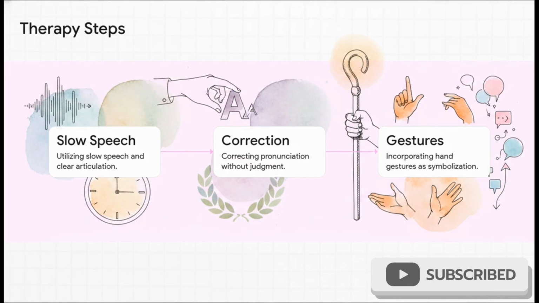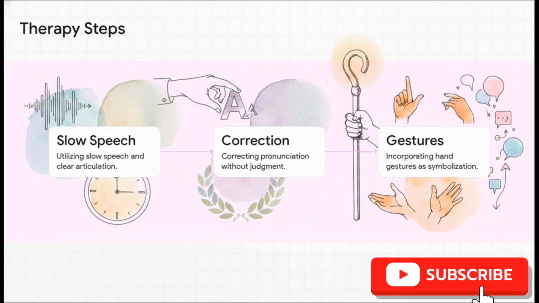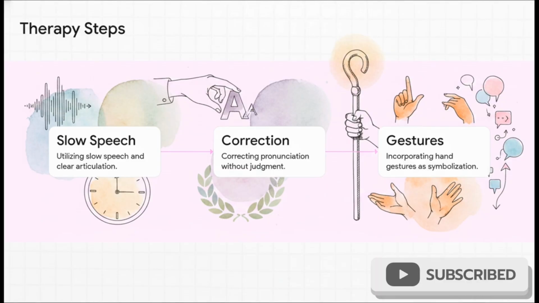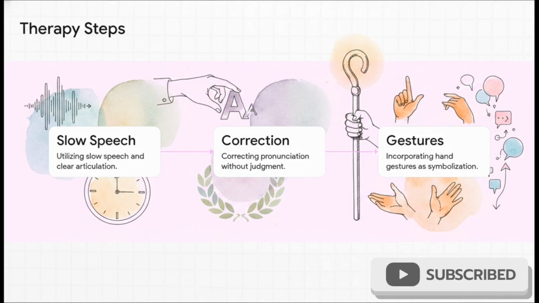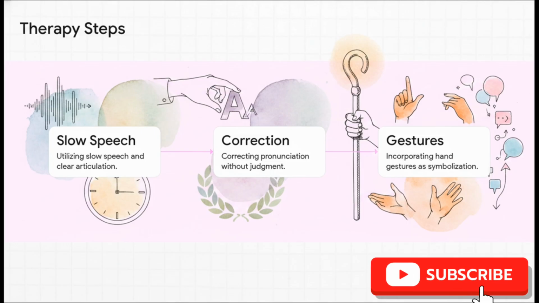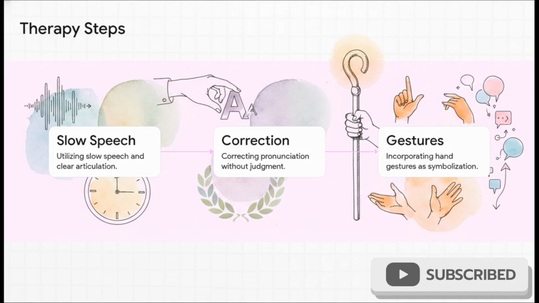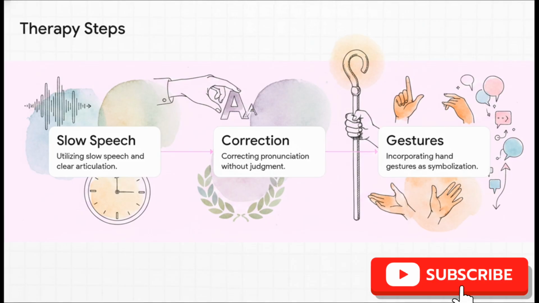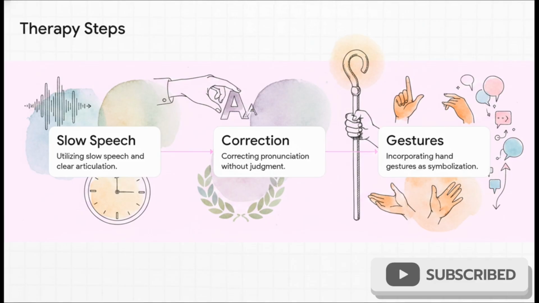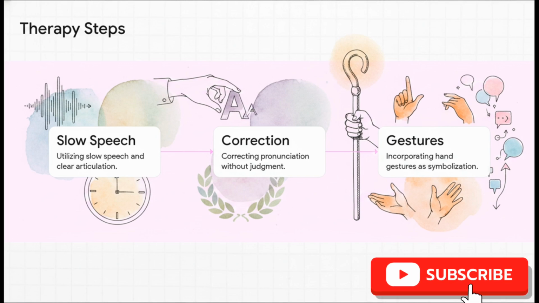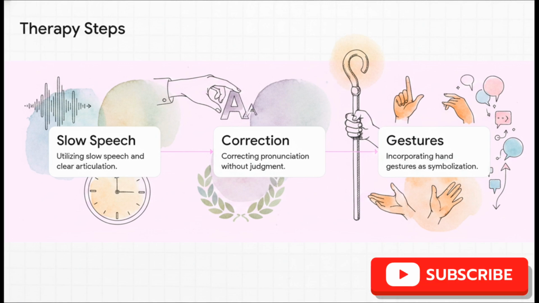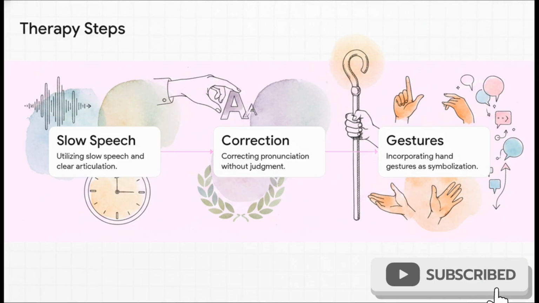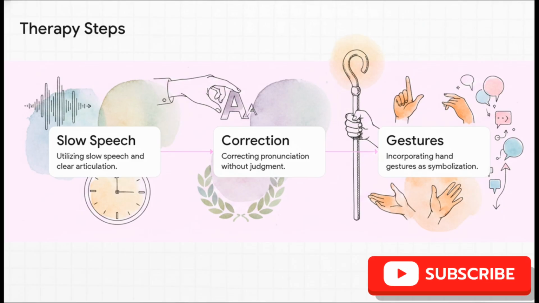But here is the amazing part. Speech therapists today use strategies that mirror the Moses narrative almost step by step. They rely on slow speech and very clear articulation to give the child space. They correct pronunciation super carefully, completely without judgment, which is exactly that ease of task Moses asked for. And crucially, they heavily incorporate hand gestures, much like Moses leaning on his physical staff to help anchor his message.